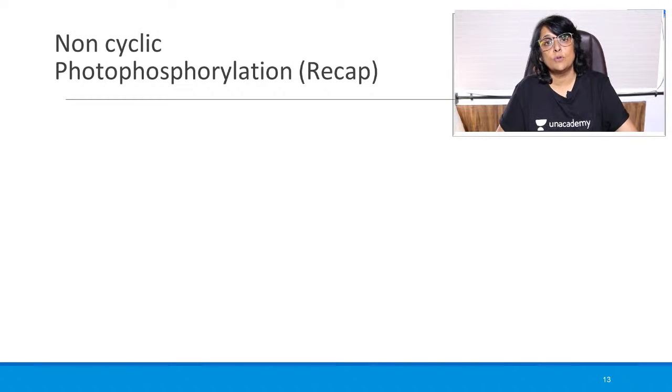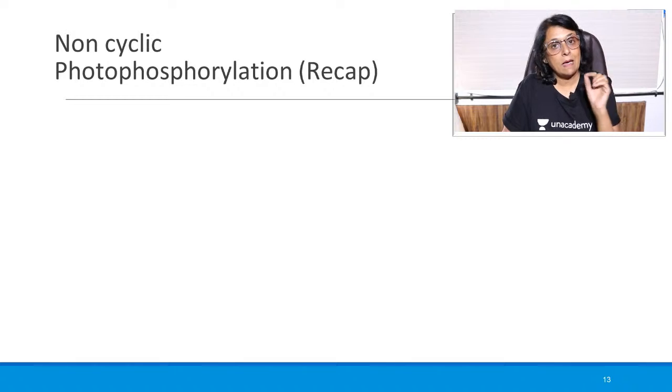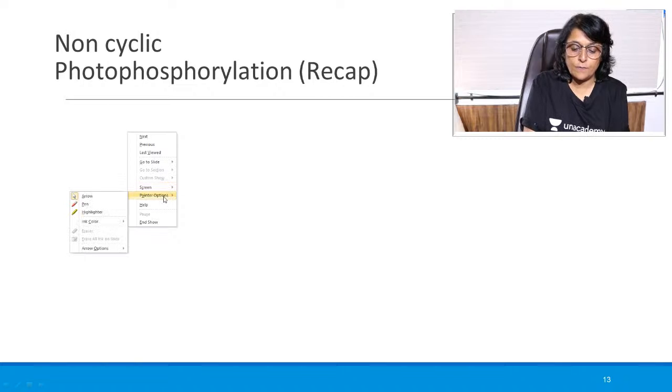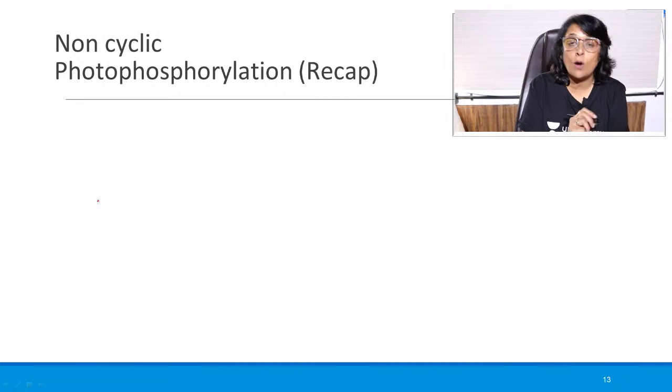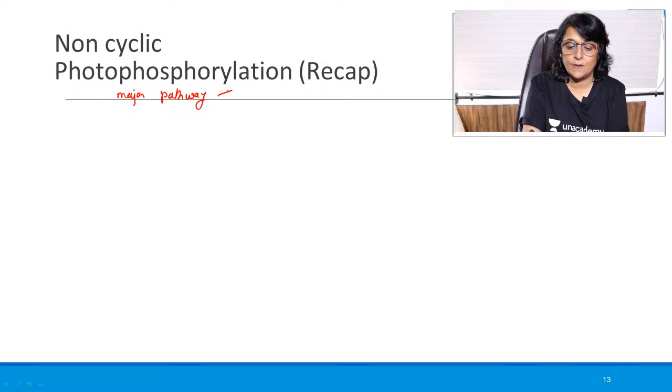Now let us come to non-cyclic photophosphorylation, a quick recap, and after that I'll give you time to ask doubts in case you have. Now in this non-cyclic photophosphorylation, what we talked about was that this is a major pathway, and in this major pathway there were two things which were synthesized. We get ATP and the reducing power.